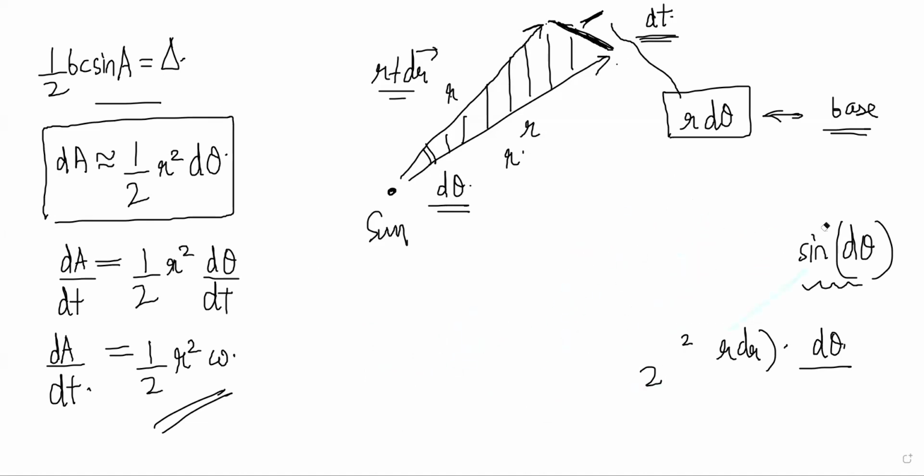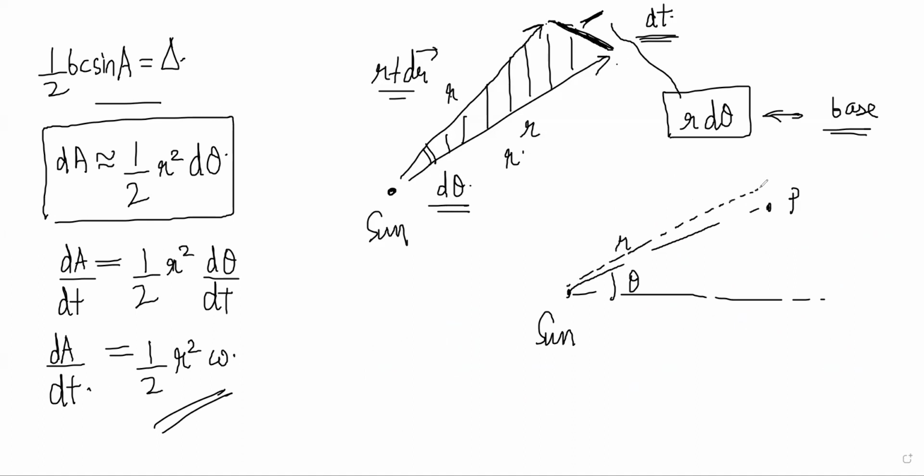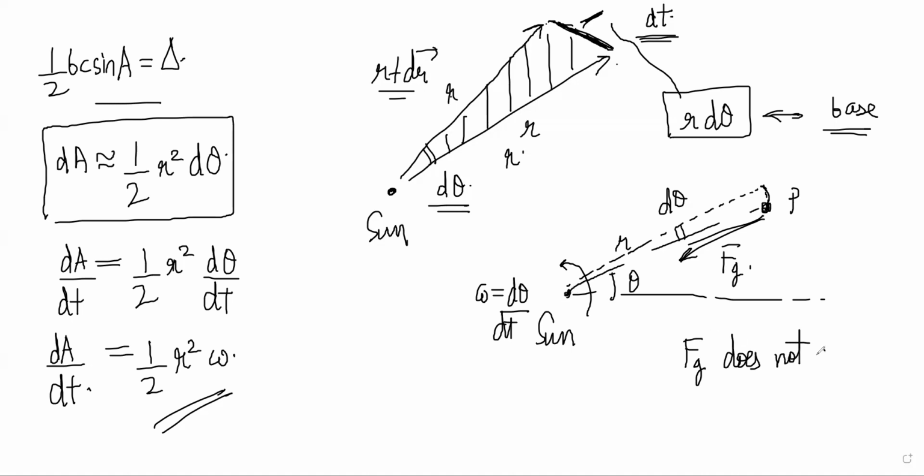Now if you think of the sun and the planet as a system, sun is here, planet is here, and let's say this was your r and this is your theta angle, and d theta is a small displacement that happened, and the rate of this change is omega, which is d theta by dt, right? Now the force on the planet was towards the sun. Force of gravitation was towards the sun. So obviously this force of gravitation does not create a torque about the sun because it is passing through the sun. So there is no net torque on the system about the sun.